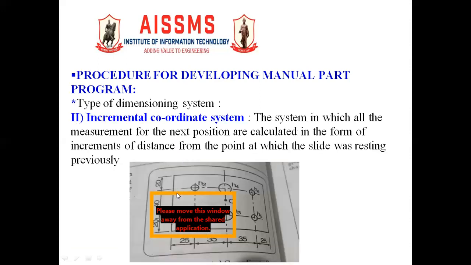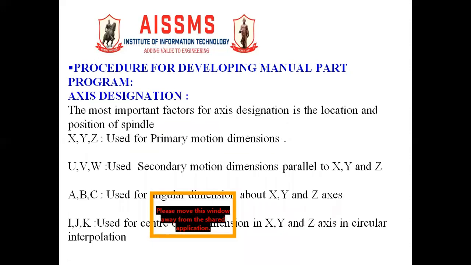In incremental, the previous point is always taken as the reference, like 25, like 20, like 40, like 20, meaning the previous point reference is taken. Then it is called incremental. It is the system in which all the measurements for the next position are calculated in the form of an increment of distance from the point at which the slide was resting previously.